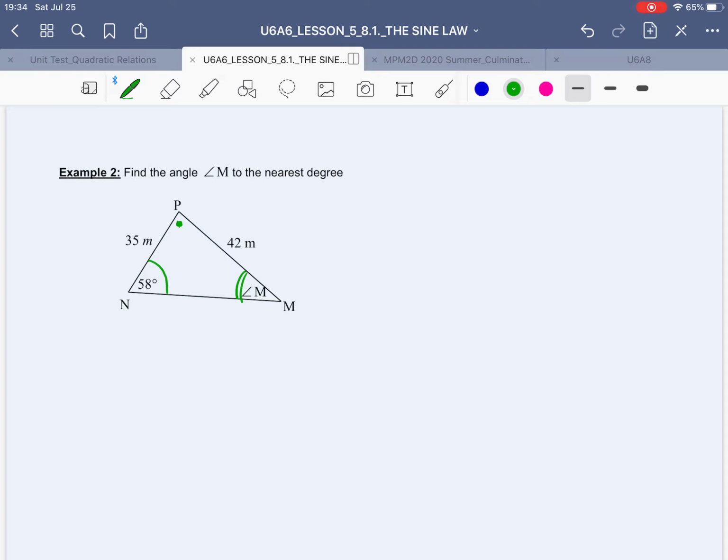And then I'm going to label all the sides in relation to the angle opposite to it. So that's lowercase p. This would be lowercase n. Remember that we must use respective letters, right? And lowercase m. Now, in this case, my sine law would look like this. Lowercase m over sine of m equals lowercase p over sine of p equals lowercase n over the sine of angle n.